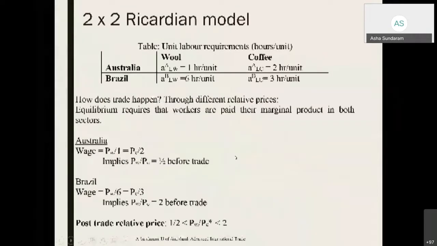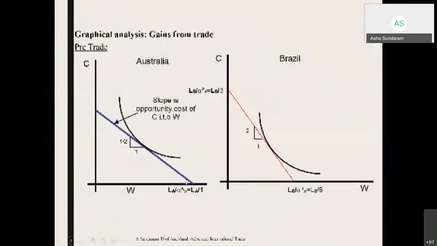And so for that, we're going to look at these numbers here. For Australia, it needs 1 hour per unit to make wool, and it needs 2 hours to make one unit of coffee, right? So suppose Australia has 10 worker hours. If it has 10 worker hours, how many units of wool can it make? 10 units, right? So that's how you do the PPF here. I'm assuming that Australia has 10 workers, so the PPF will intersect the x-axis at 10.